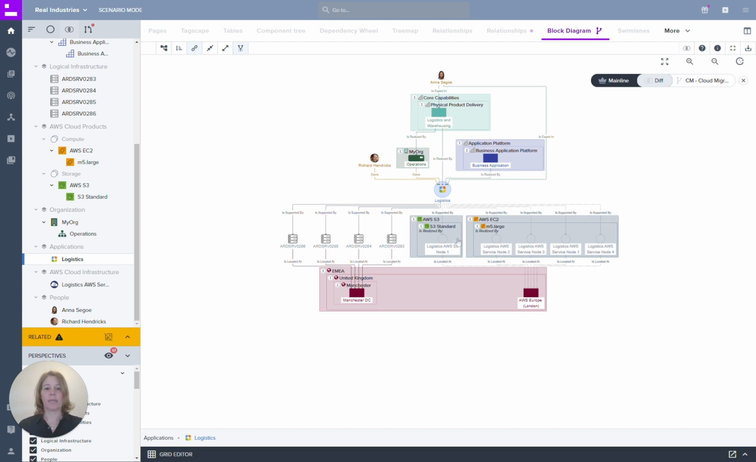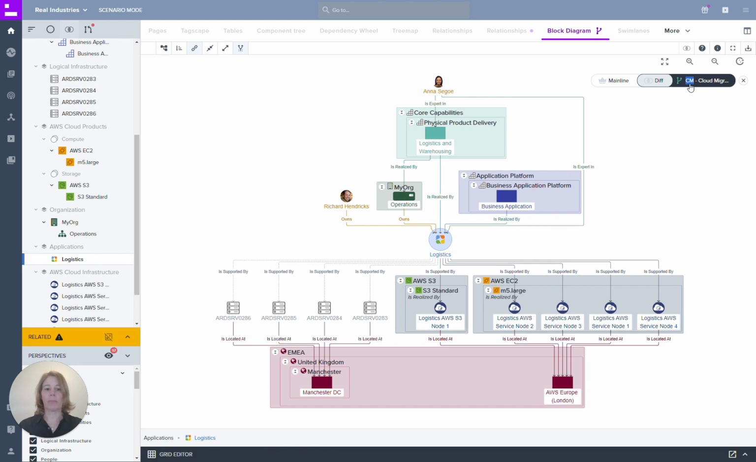You will see that this is an example of a logistics application where we were considering a lift and shift. So in the mainline vision, you will have connectivity to these four servers. And then based on a potential cloud migration, you can see how the future state will look after that migration.